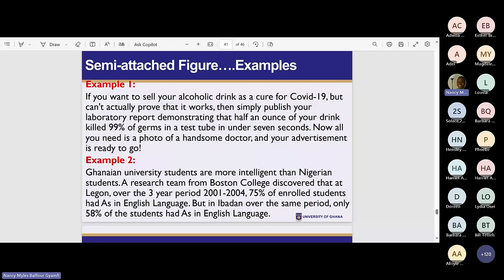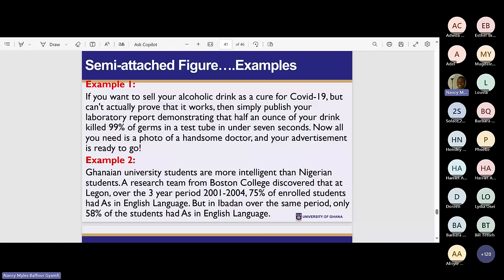Some in the car, some at my office, some at home, at the fridge area, at the dining area. Because it's 99%. So we are going to kill COVID. It's 99% killing germs. Germs. But the conclusion of the advert is, so it will kill COVID. As well, we have been swept by the semi-attached figure.